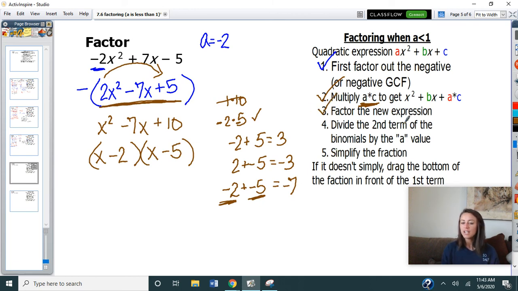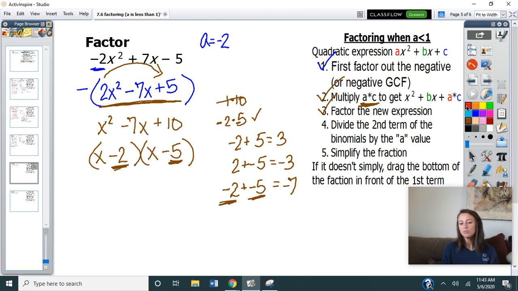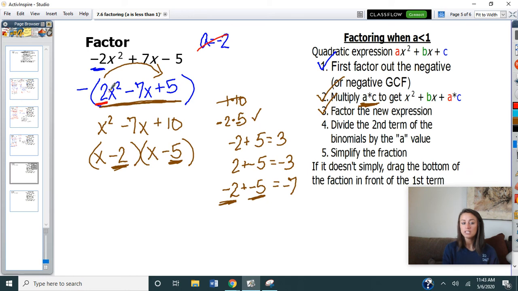But now we need to divide the second terms, the second term here and the second term here, by the a value. Remember, we multiplied the a value in. Now, by the way, our new a value here is not negative 2 anymore, it's positive 2, our a value is 2 for just the underlined part. So we need to divide by 2. And remember, you divide by 2, you simplify the fraction. Negative 2 divided by 2 turns into negative 1.